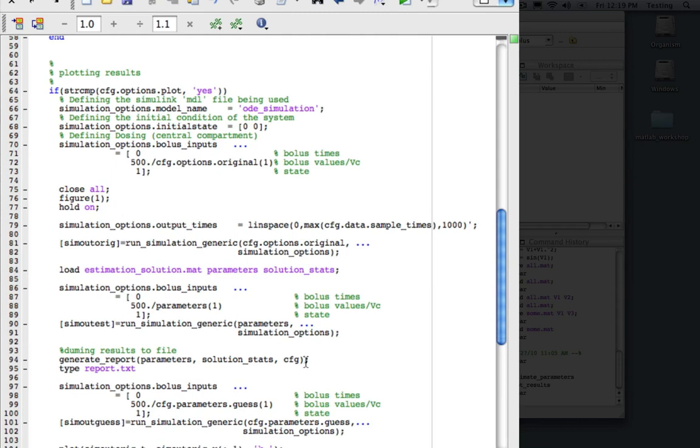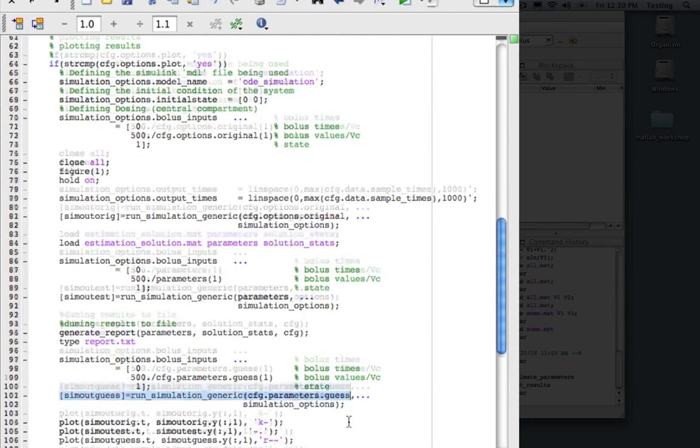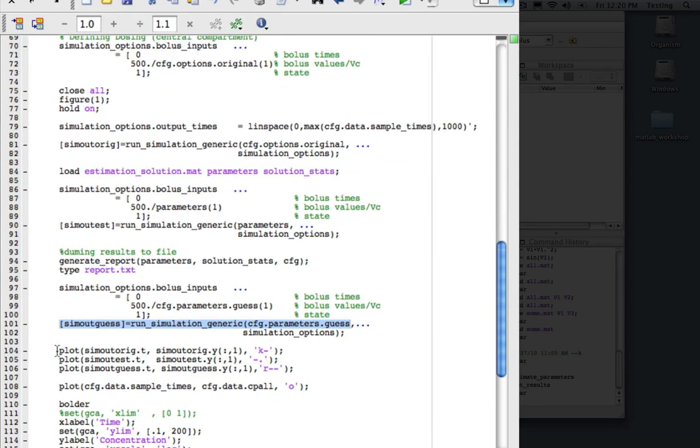Next, what I do is I generate my report. So this generates the report, and then it types it to the screen. And then I'm also, just for fun, going to run my simulation at the guess. I just go ahead and redefine my bolus values here, and I'm going to run my simulation at the original guess. So this is going to evaluate the simulation at my original guess to show you how far off I was or how far away I started. And then I go through and I plot my original parameters, the predictions for my original parameters, the predictions for the estimates, and the predictions for the guess. And then I go ahead and plot all of the data as well.